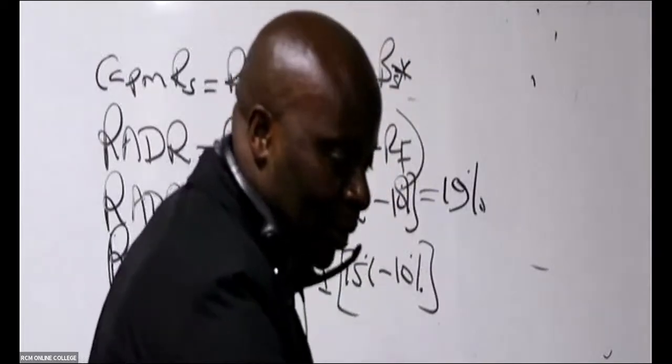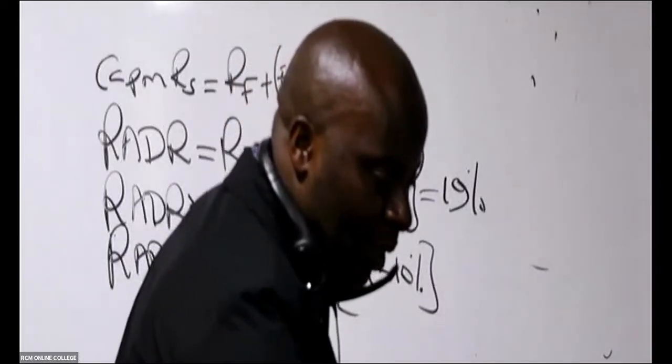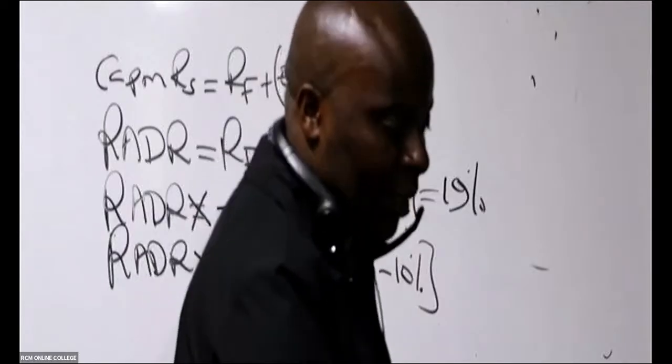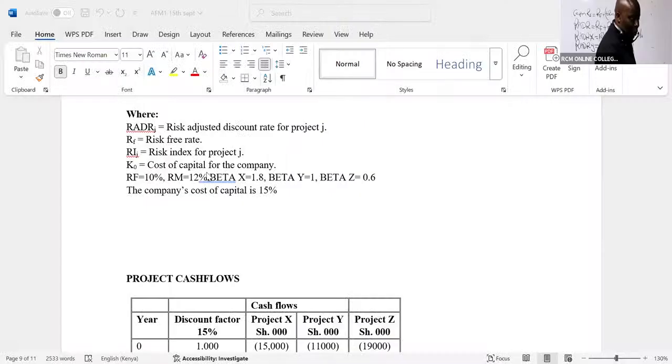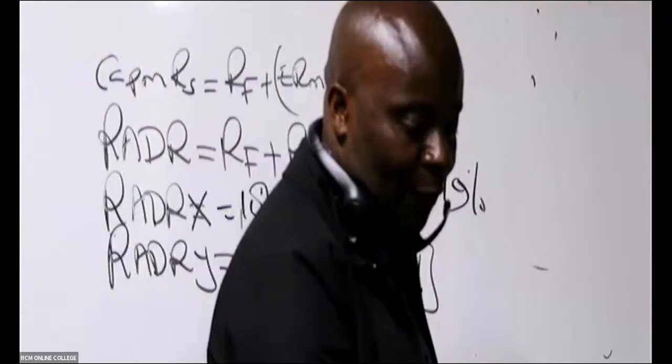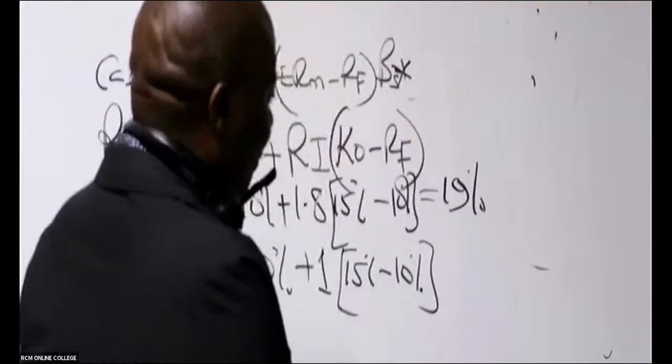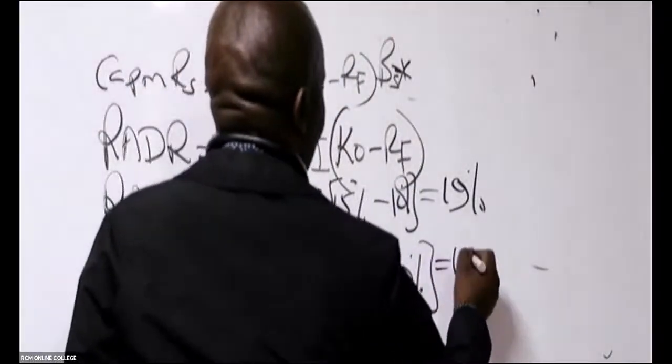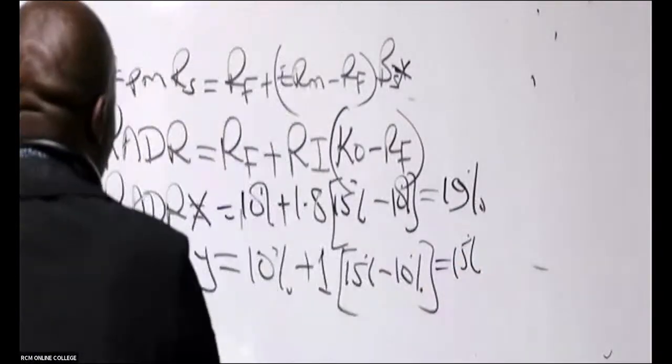So remember, ladies and gentlemen, in this case we have been given the risk index for Y. It is 1, which is the same as beta. And for Z it is 0.6. Some ninja is already giving me a figure here. They're giving me 15%. Great. And then now we have RADRI.